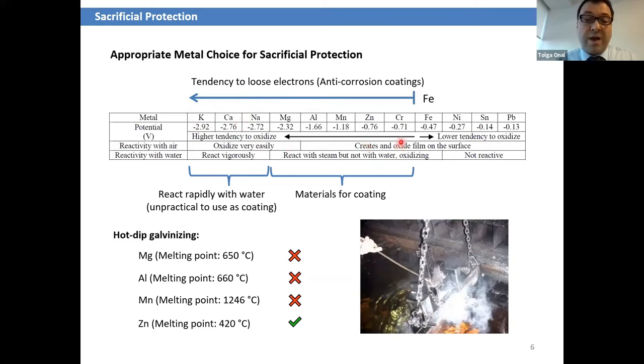That's why other metals are used for coating, like chromium, zinc, manganese, aluminium, and magnesium. Aluminium and magnesium have a very good protection capacity, but due to their high melting points, they cannot be used in hot dip galvanizing. And zinc is generally used for hot dip galvanizing. But we wish to use magnesium and aluminium for coating.